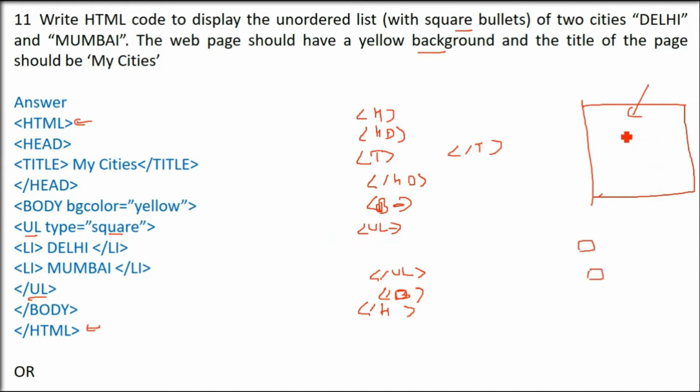So what will be the result? Two bullets. One will be having Delhi written in it. The other will have Mumbai written in it. So we have this LI list, LI end, list. First member will be Delhi. LI start, LI end, and the content will be Mumbai. This is how you are going to make.